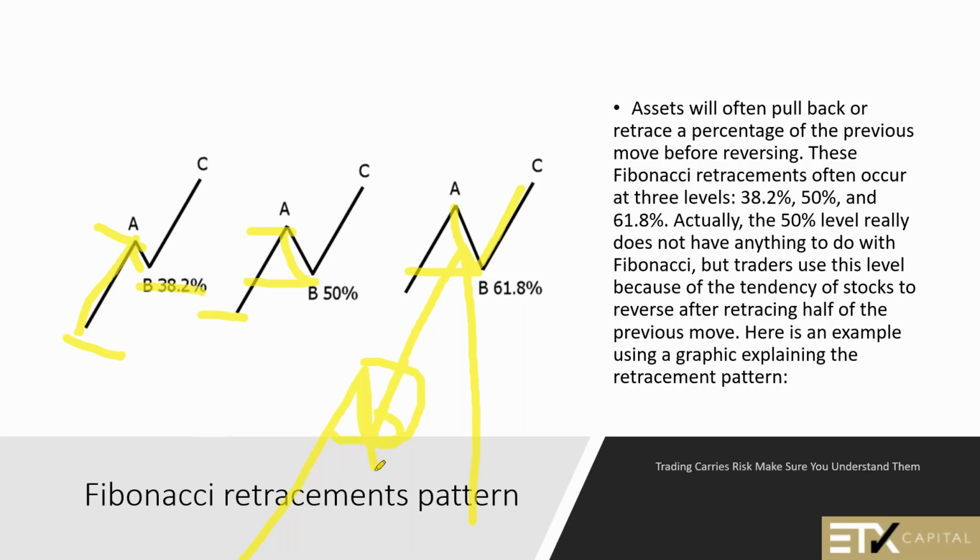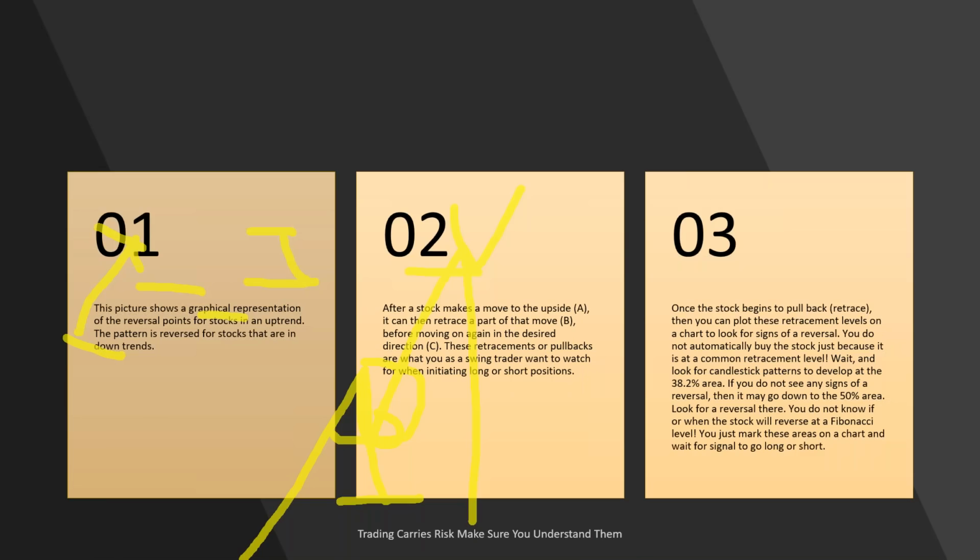It might come down to 50%. And so all of these are alert zones. They're zones that you should be aware of and watching for price. You could also use these zones to set your stop losses and your take profit points. So once an asset begins to pull back or retrace, then you can plot these retracement levels on a chart and look for signs of reversal.